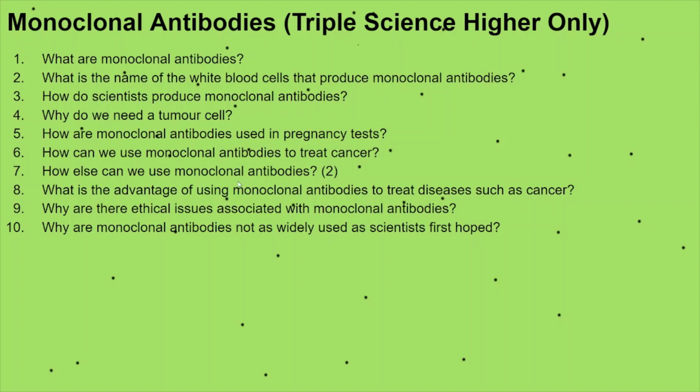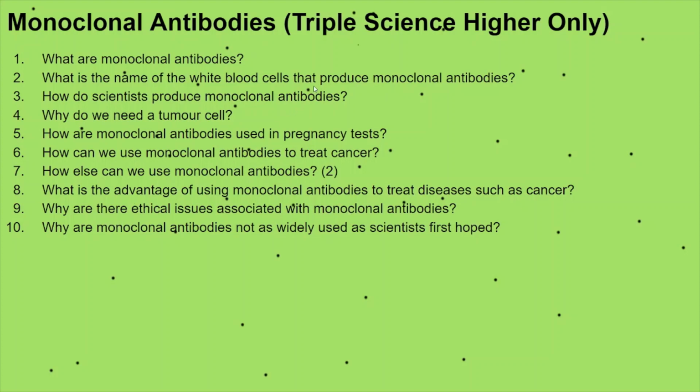The big advantage of using monoclonal antibodies to treat diseases such as cancer is that they specifically target the tumour cells. So they will bind to the tumour cells, but they will not bind to the normal cells. That's very key. So they won't damage the normal cells, they will only damage the tumour cells, and that means that they have fewer side effects than other cancer treatments, like chemotherapy. There are ethical issues associated with them.